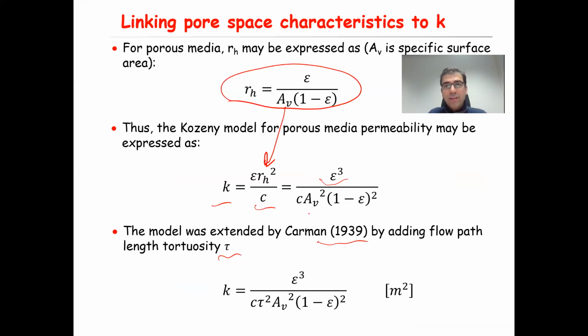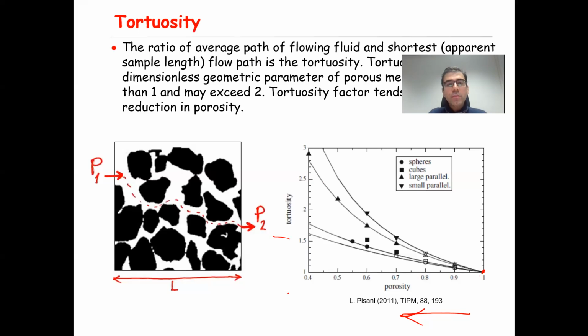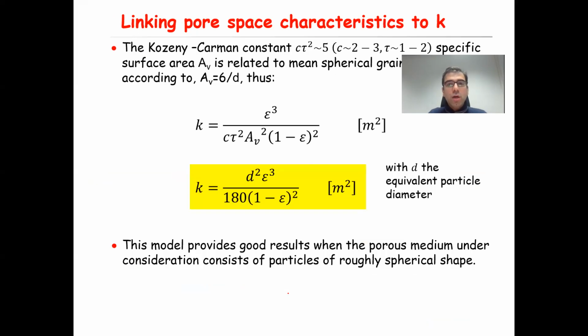So we go back to the previous slide, and here we had the equation. Carman in 1939 added this tortuosity parameter to this definition. Therefore, permeability K is equal to epsilon to the power of 3 divided by C tau squared times Av squared times (1 minus epsilon) squared. We discussed already the tortuosity.